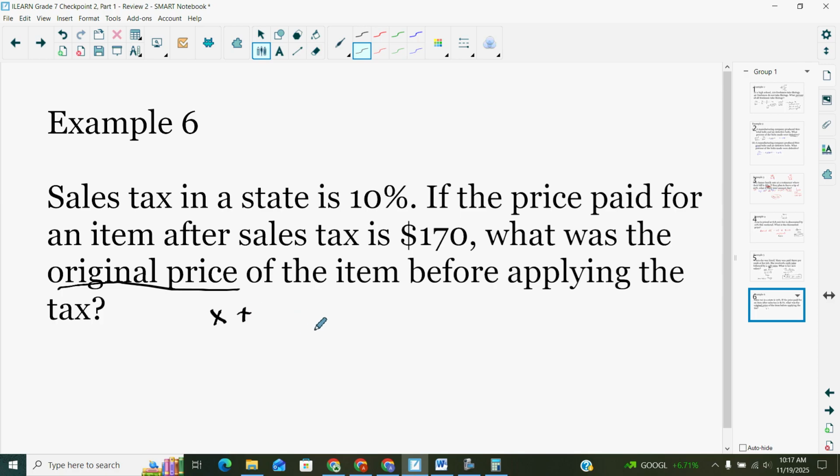And then I need to add on 10% of that original price. I need to add on 0.10x. This is the amount you pay in sales tax. If I take the original price plus 10% of the original price, I know the final amount here is $170. These are like terms. I can combine those up. I have 1x plus 0.1x, that's 1.10x. And to solve for x, we divide both sides by 1.10.